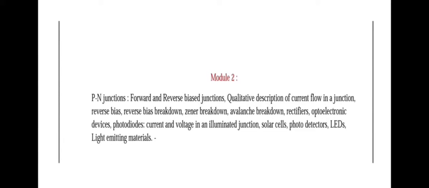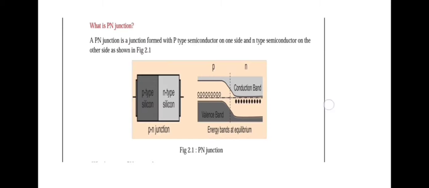Welcome all. In today's class we will see module 2. Module 2 is all about the PN junction. The topics to be covered in module 2 are the PN junction, forward and reverse bias junctions, qualitative description of current flow in a junction, reverse bias breakdown, their Zener breakdown, avalanche breakdown, then rectifiers, and optoelectronic devices such as photons, solar cell, photodetectors, LED and light emitting materials.